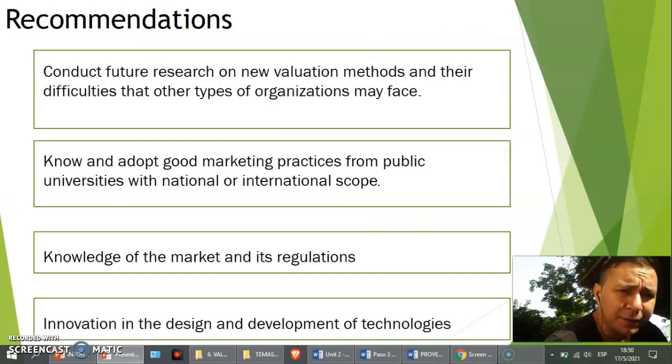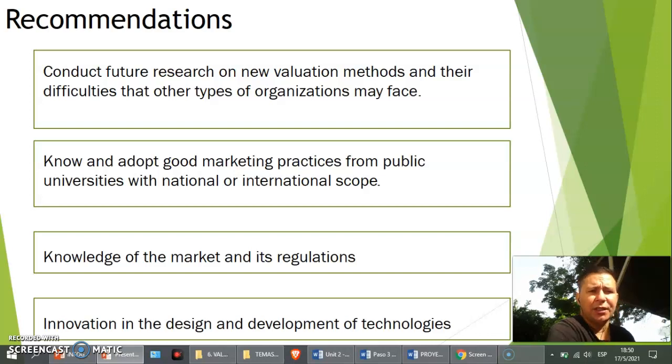Recommendation: conduct further factory record shares on new valuation methods and treat difficulties that other types of organization might face. New and adaptable marketing practice for fields, universities, national or international scope. With the split of the market and its regulation, innovation in the design and development of the technologies.